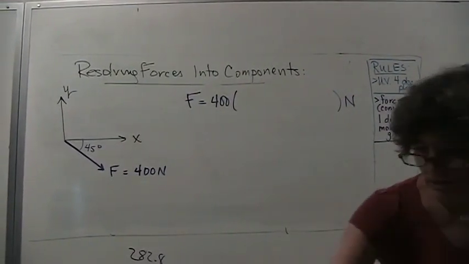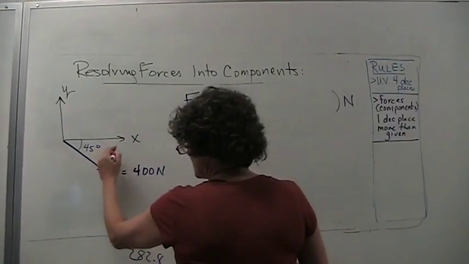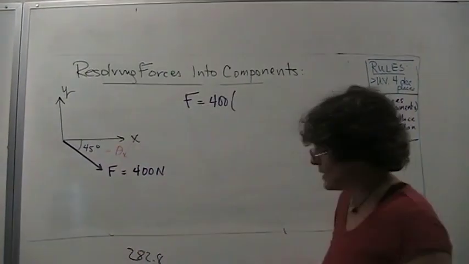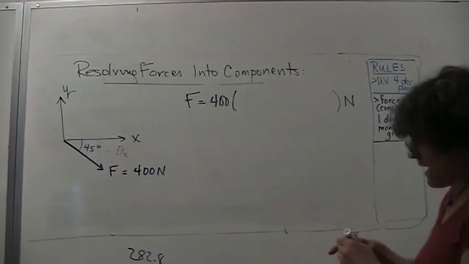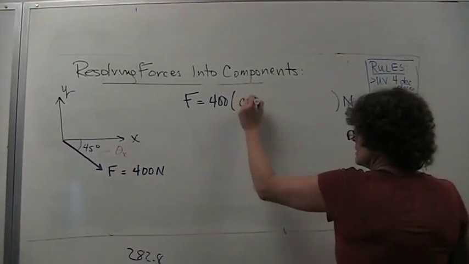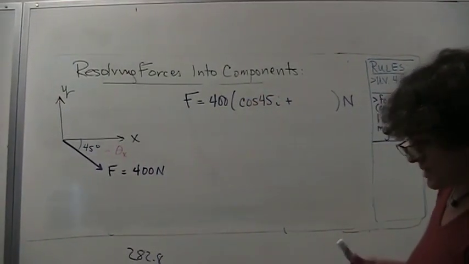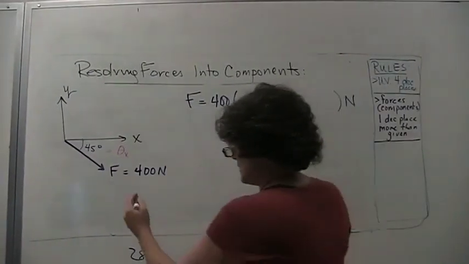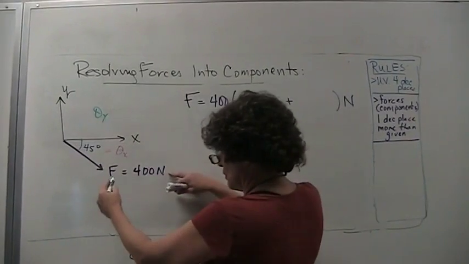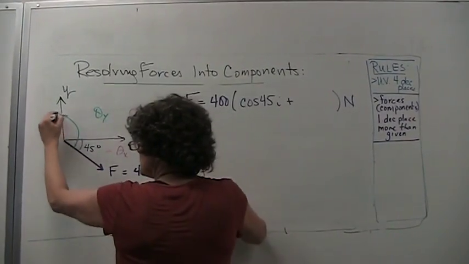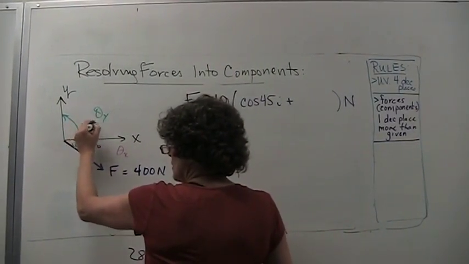So now, let's take a look at what our thetas are. So what's our theta x? Theta x represents the angle between the force in question and the positive x-axis. So it's 45. So I'm going to say cosine of 45. What is theta y? Well, let's take a look. It's that theta y represents the angle between the force in question and the positive y-axis. So what is that? That's 90 plus 45, that's 135.